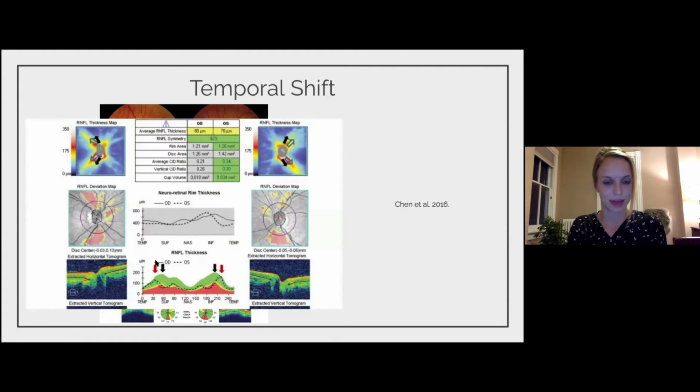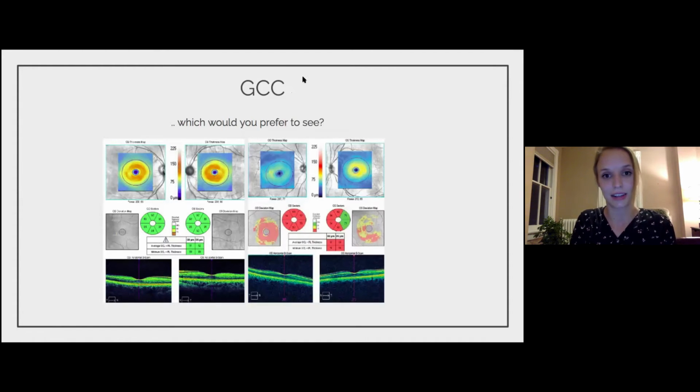And you can see that the red arrow, which is the peak of this patient, is shifted over to the temporal side. So then it's up to you to decide whether this thinning that's flagged here and here is true glaucomatous thinning, or if it's kind of a physiological variation of normal due to this temporal shift of structures. So how do we decide that? The ganglion cell complex is a great tool.